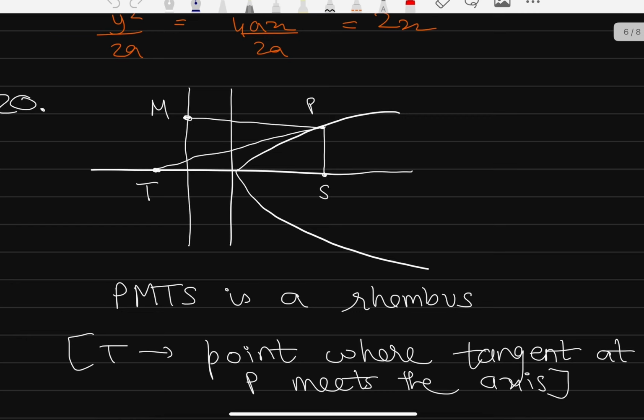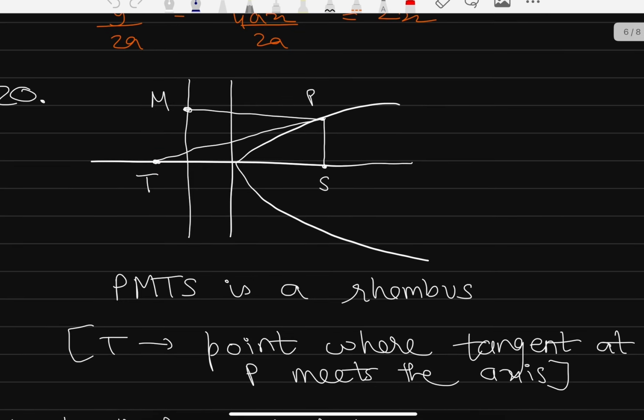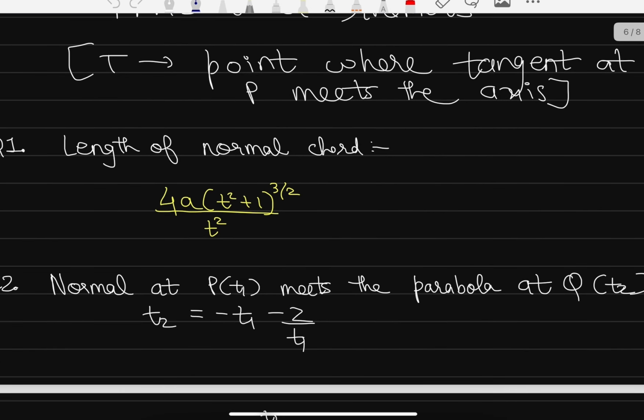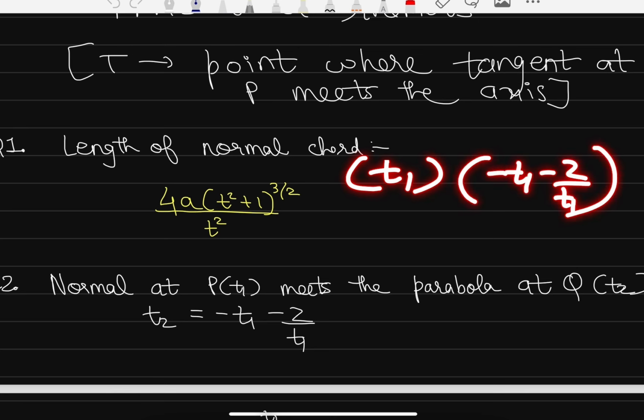Next property, PMTS is a rhombus. P is a point on the parabola, S is the focus, M is the foot of the perpendicular on the directrix, and T is the point where the tangent at P intersects the axis of the parabola, here the x-axis. So PMTS is a rhombus. The length of a normal chord is 4a (t squared plus 1) to the power 3 by 2 upon t squared. You can derive this by using the distance formula with t1 and minus t1 minus 2 by t1.